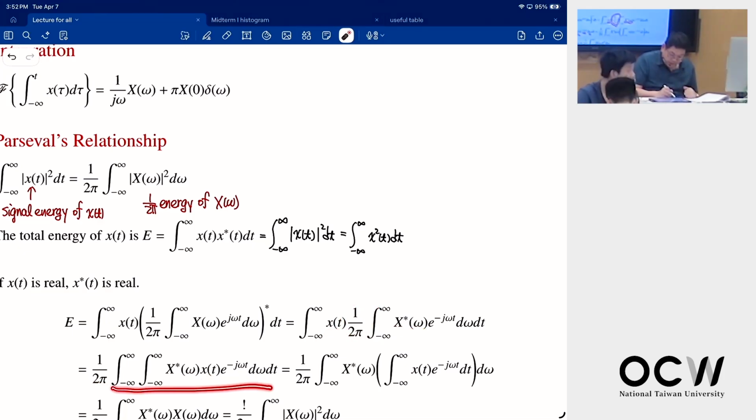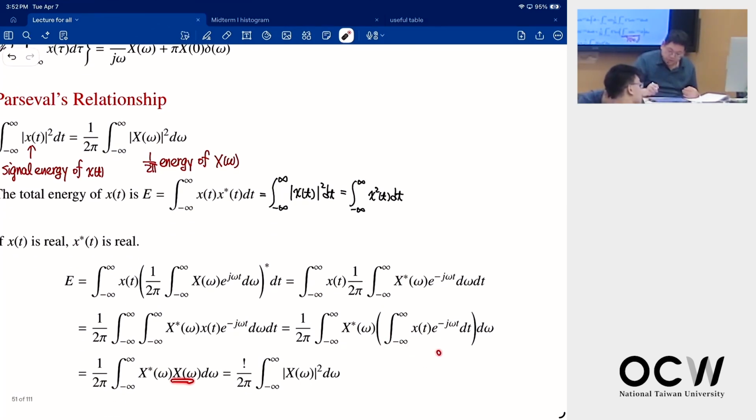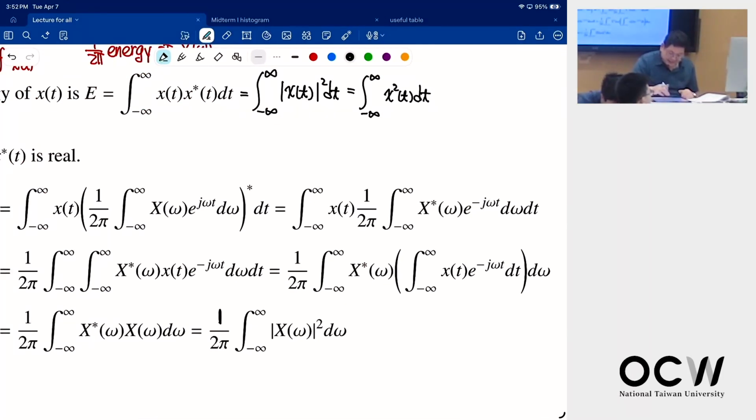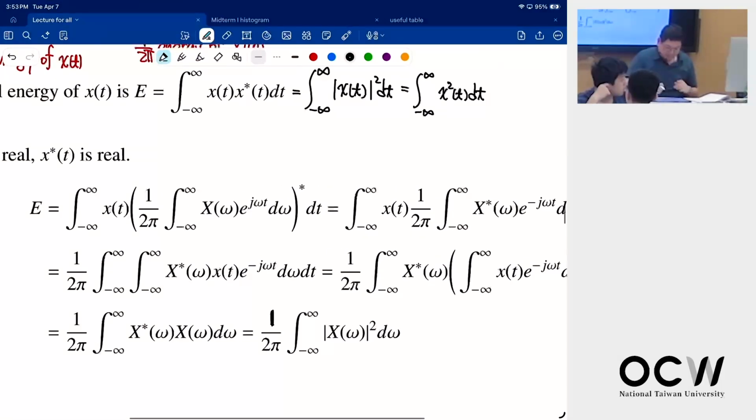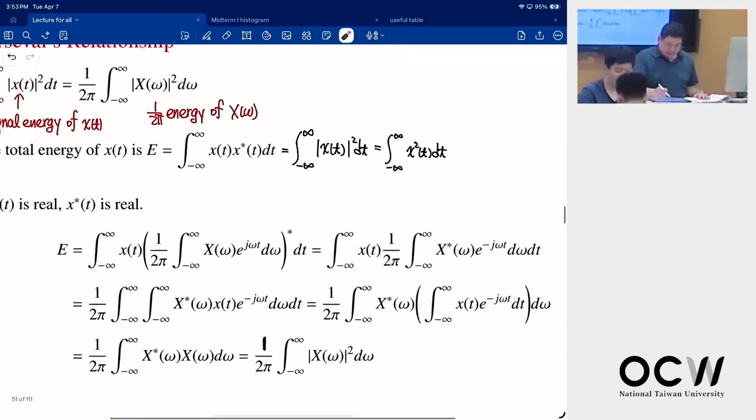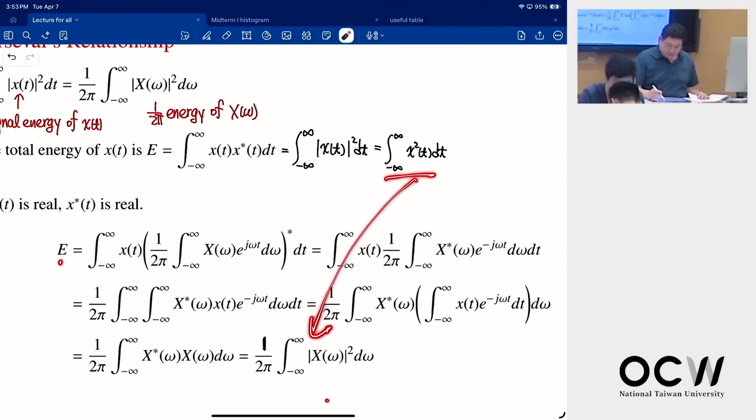For this double integration, let's see this part. What is this integration? It is the signal's inner product with the basis, so you can think of this as a coefficient, the Fourier transform. So here is the Fourier transform and its conjugate. This is 1. So you can see that the total energy should be the same.